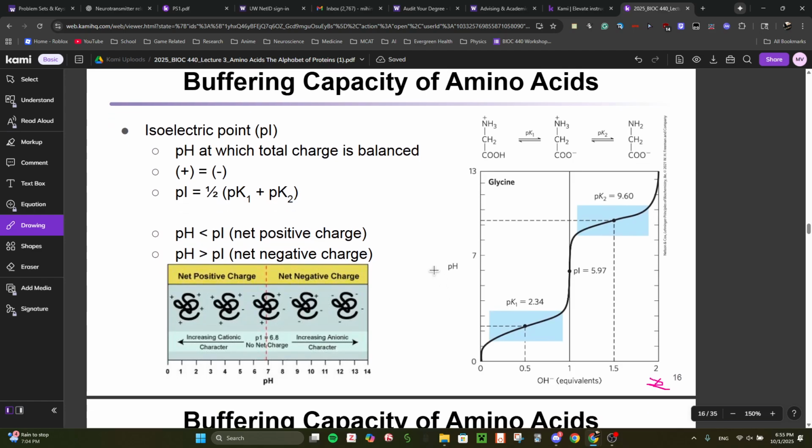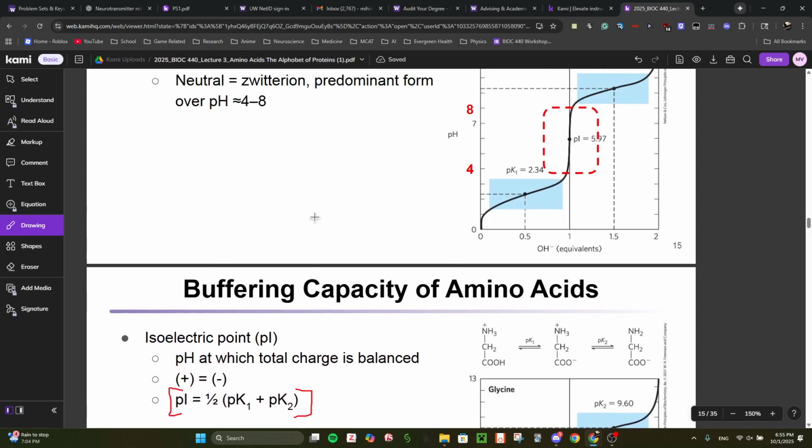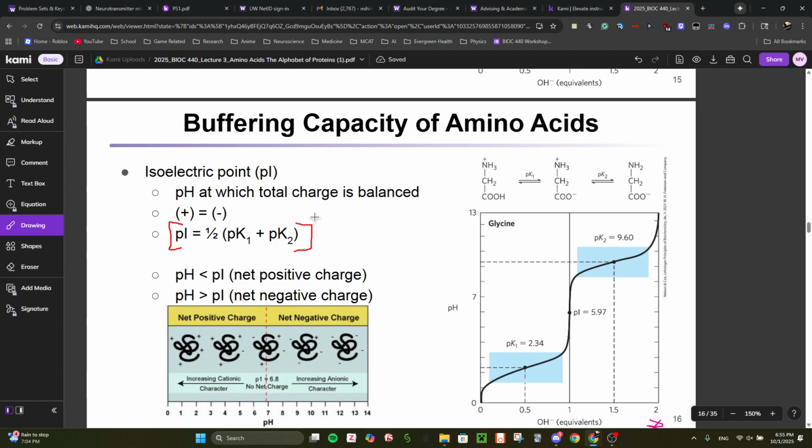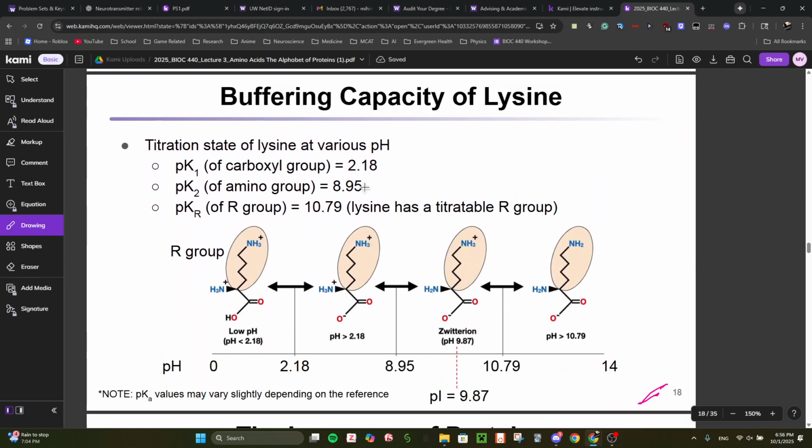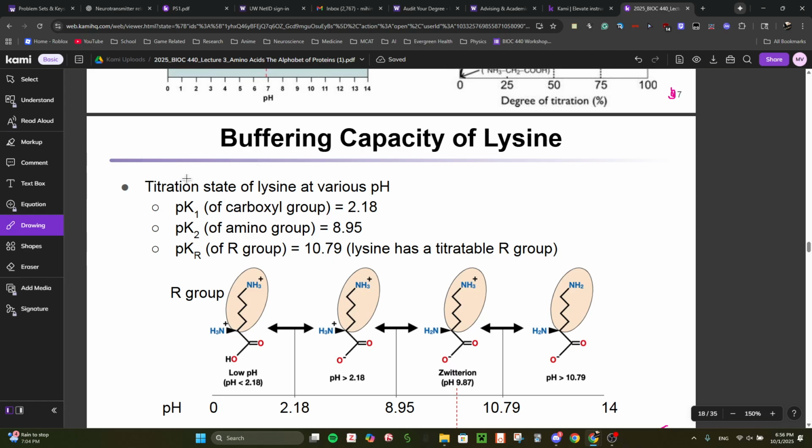I think the main thing I want to get across here is this whole pI thing, if you remember this from OChem. This is the whole idea of a zwitterion. If you don't remember what it is, don't worry. I will use this lysine as an example. The zwitterion is the point at which the charge of the amino acid or the peptide is zero. So when the charge is zero, there's usually not going to be any interactions.